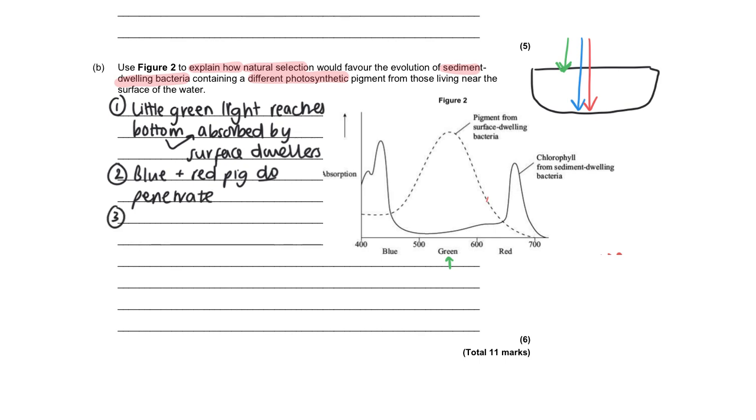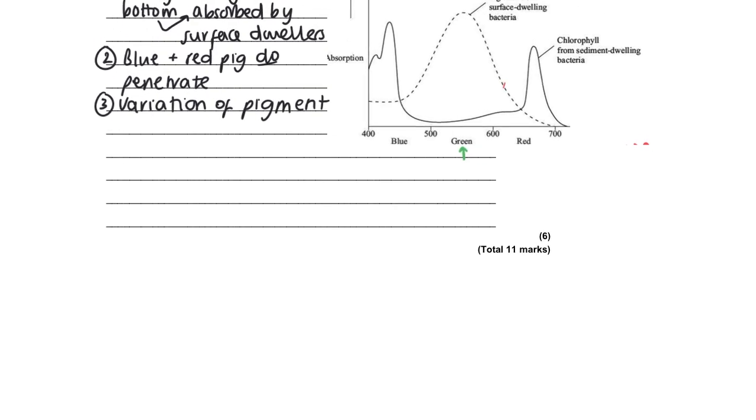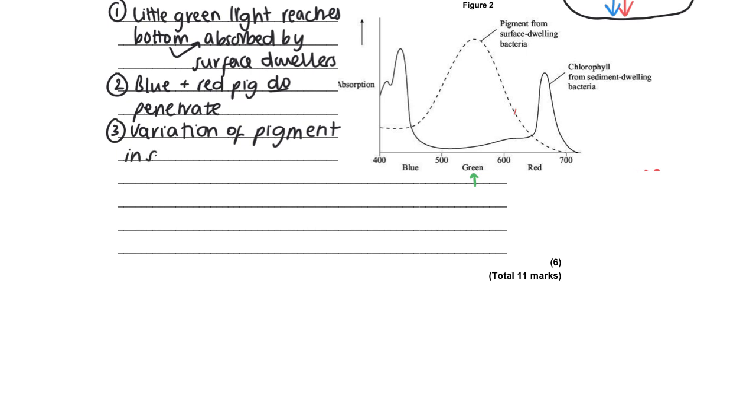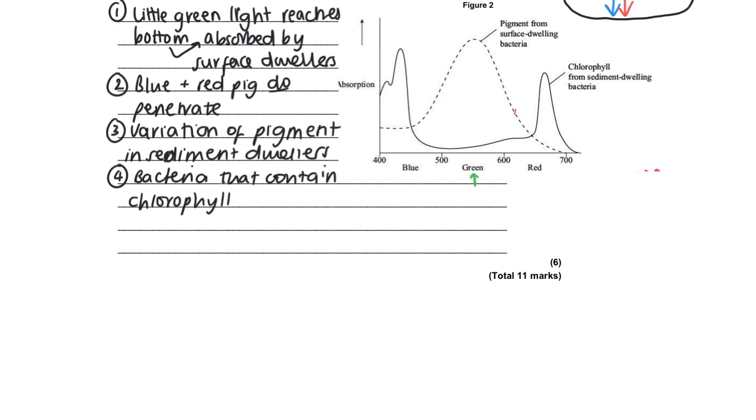Obviously, we know that natural selection begins with variation in a population. So variation of pigment colours in these sediment-dwelling bacteria has happened. Variation of pigment in sediment dwellers. As we're talking about natural selection, we see then that the bacteria that contain chlorophyll, and we're being specific to the question here, are able to absorb those red and blue wavelengths of light. They have a selective advantage.